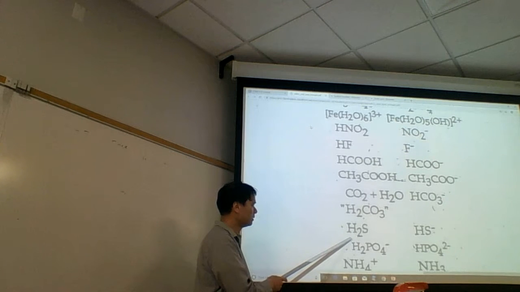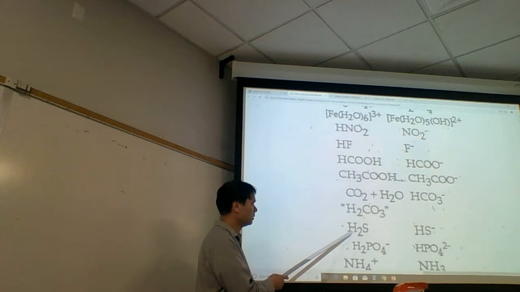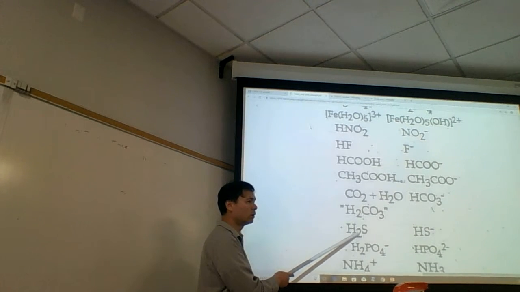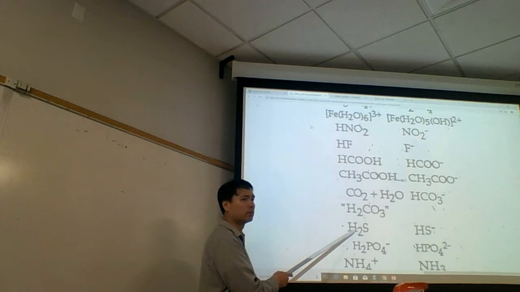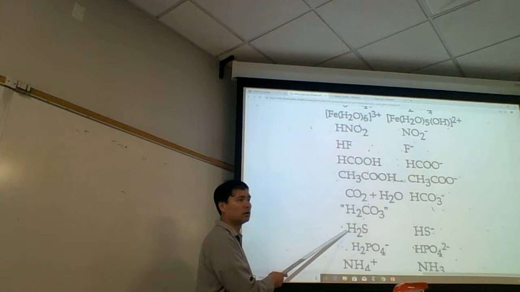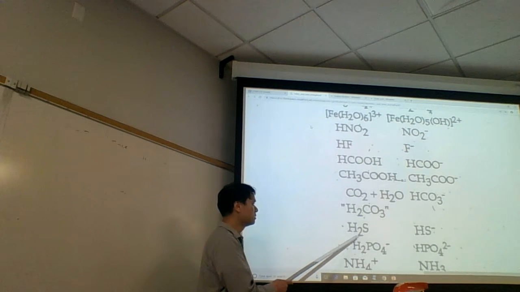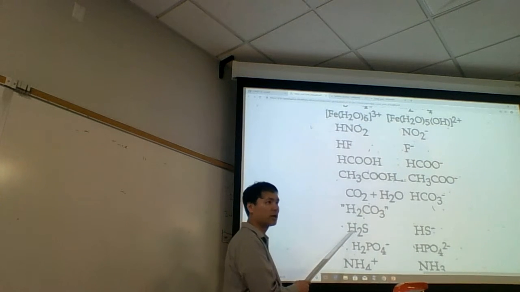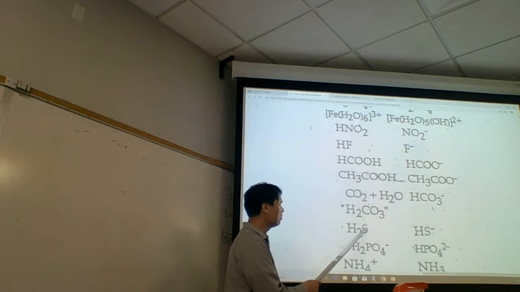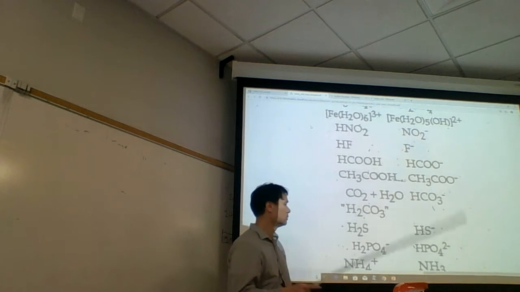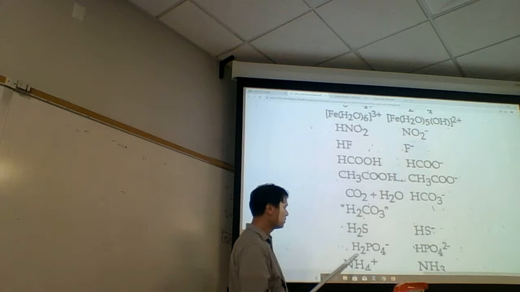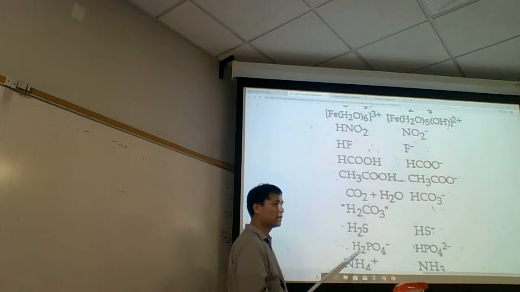What's this one? Hydrogen sulfide or, no, sulfuric acid is H2SO4. Hydrosulfuric acid. So this is hydrogen sulfide or hydrosulfuric acid, because it's sulfide. Sulfides, I erased it, but not the hydro. What's this one called? No, H3PO4 is phosphoric acid.